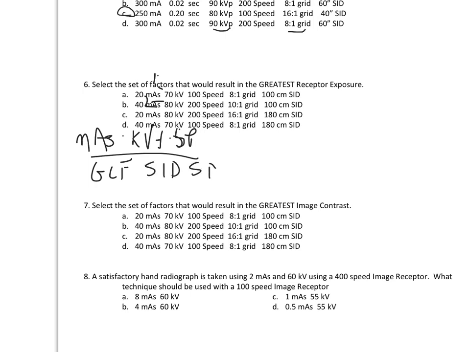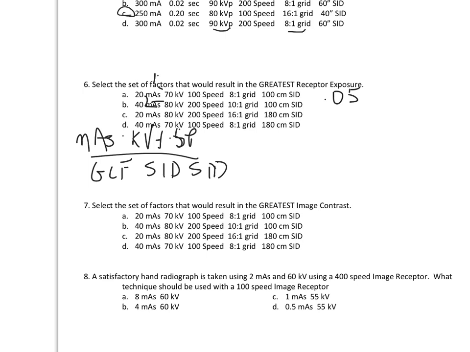And when you calculate these 4, then you have 20 MAS times 70 kV, or 1 times 1 for 70 kV, and then times 100 speed, divided by 4 for the grid of 8:1, divided by 100, and divided by 100 because the SID is squared, and you get 0.05 for A.